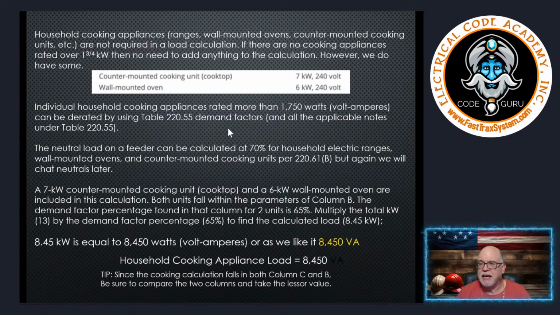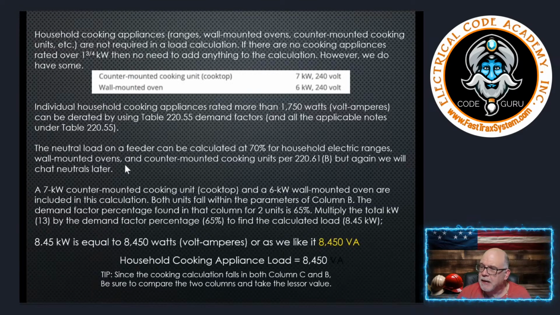So if your individual appliance is rated more than 1 3/4 or 1,750 VA or watts, you can apply the demand factors and you get to utilize table 220.55, right? Now, I'll remind you that once we do this, the neutral load is the same as we just did for the dryer, 70%. So that makes it easy to do the neutral. That's why I like to do it as we go.